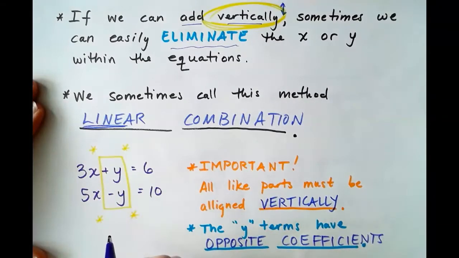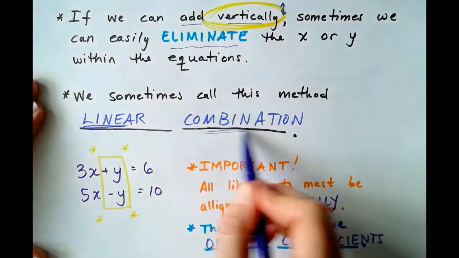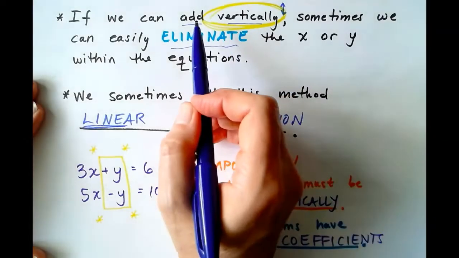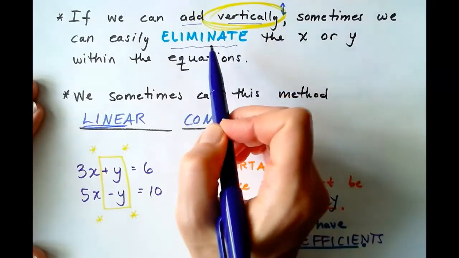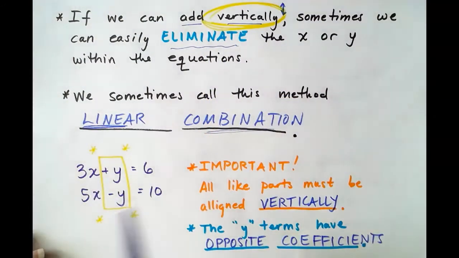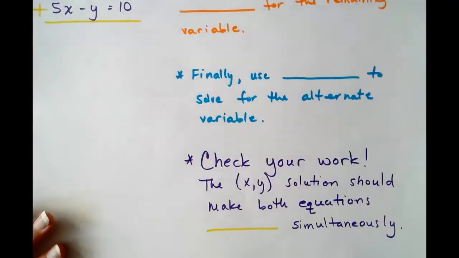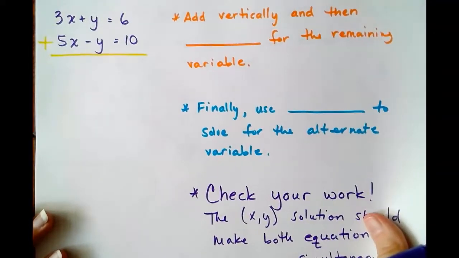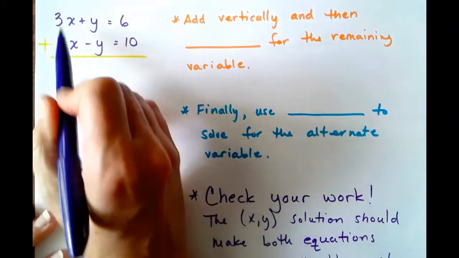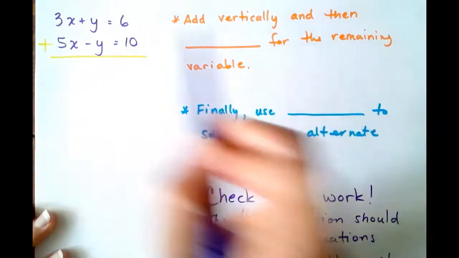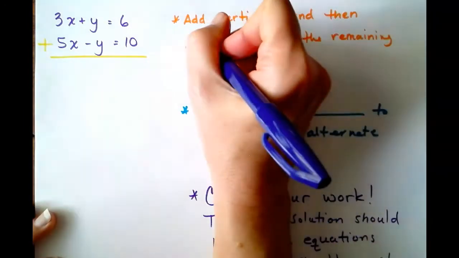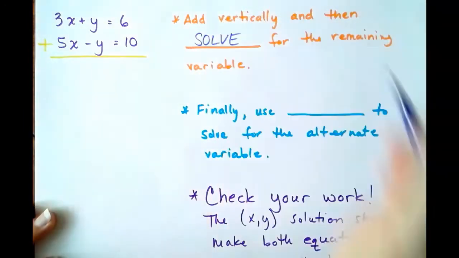And if we have opposite coefficients, when we combine these two lines, then the y's are going to cancel. Remember, we're going to add vertically in order to eliminate an x or a y within the equations. So we're going to keep the same problem, and we're going to see how this is done on this next page. So here we go. 3x plus y equals 6, 5x minus y equals 10, x's are lined up, y's are lined up, and the constants are lined up. We're going to add vertically, and then we will solve for the remaining variables.